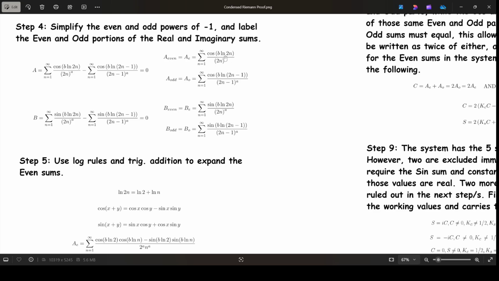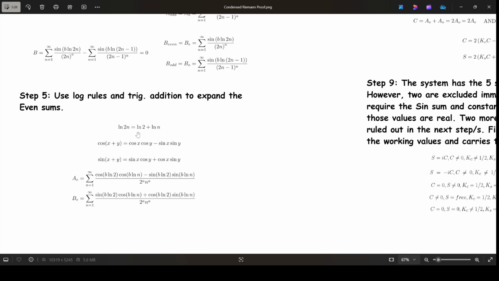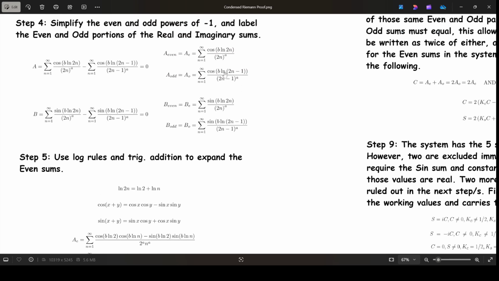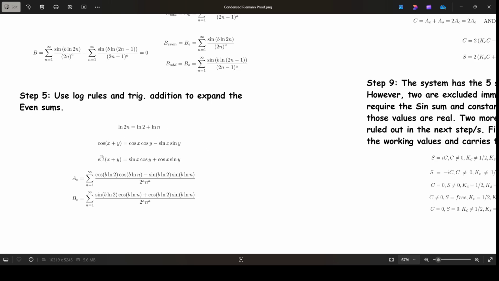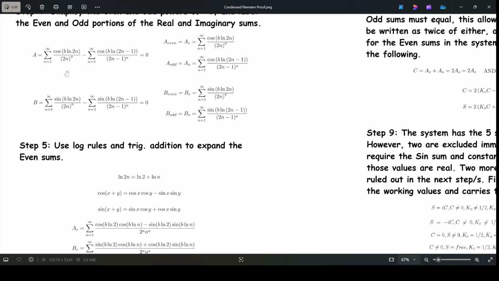And we can take this ln of 2n, the natural log of 2n, and use log rules to make it ln 2 plus ln of n. So we're just using basic log rules, and that will leave us with a cosine of something plus something, and down here a sine of something plus something. And we can use trig addition for the cosine and sine addition rules to expand that. And that's all we're doing here. So here we see we're looking at just the even part, A even, and just the imaginary even part, B even.